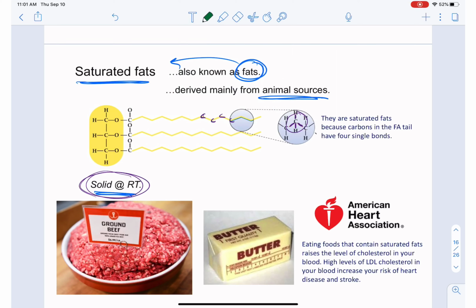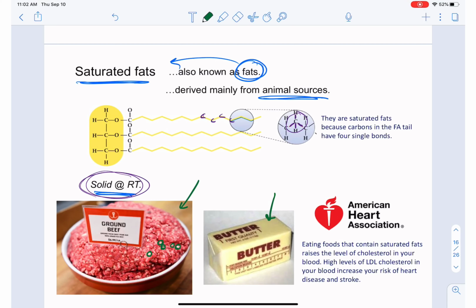So like I mentioned, saturated fats are derived mainly from animal sources, and you can see some of this saturated fat in this ground beef. Where do you see the saturated fat in this ground beef? All of these white little specks in there is all saturated fat.